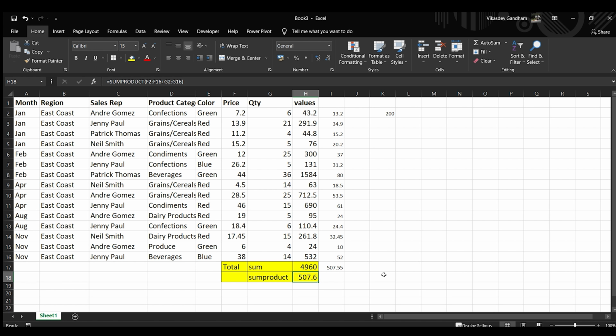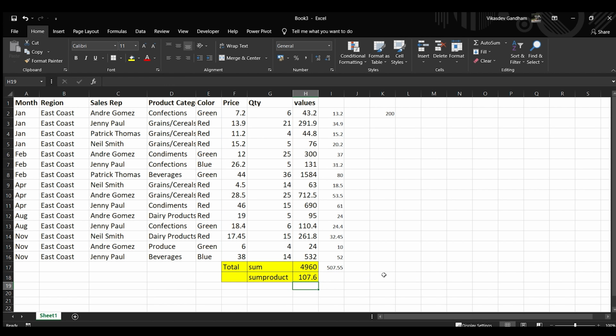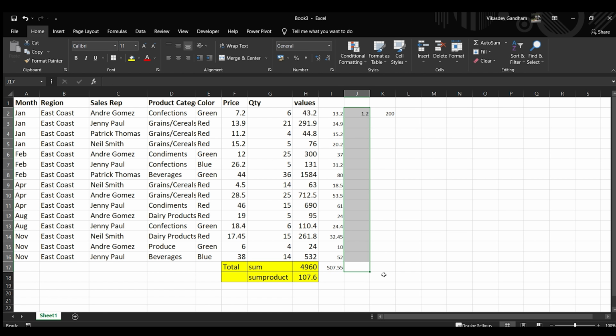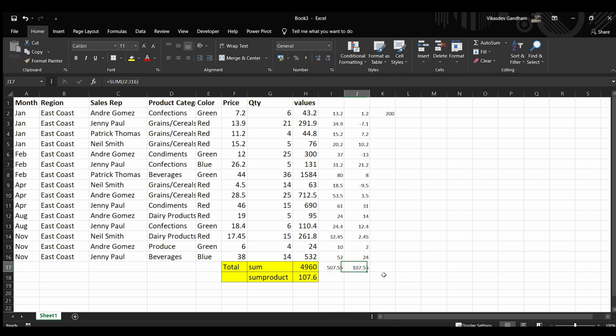So we'll see the subtraction. Okay, SUMPRODUCT minus, enter. So same, minus this value quantity, and Ctrl Shift Down and Ctrl D, sorry, again close the bracket, enter. See, so this is how we will get the values.